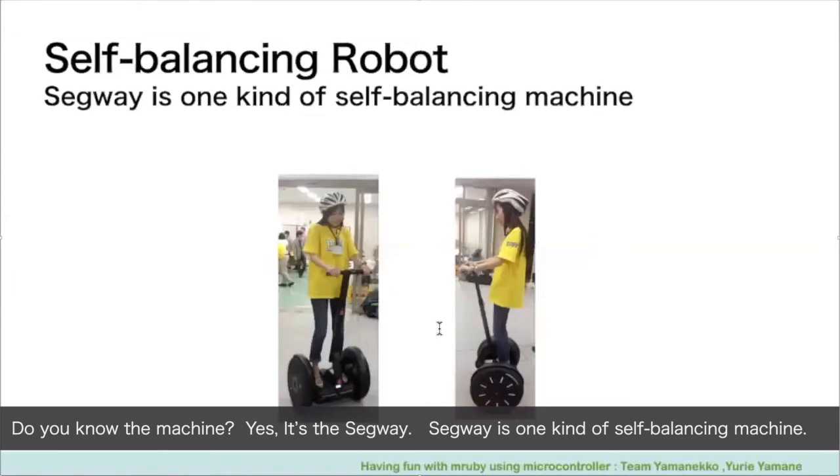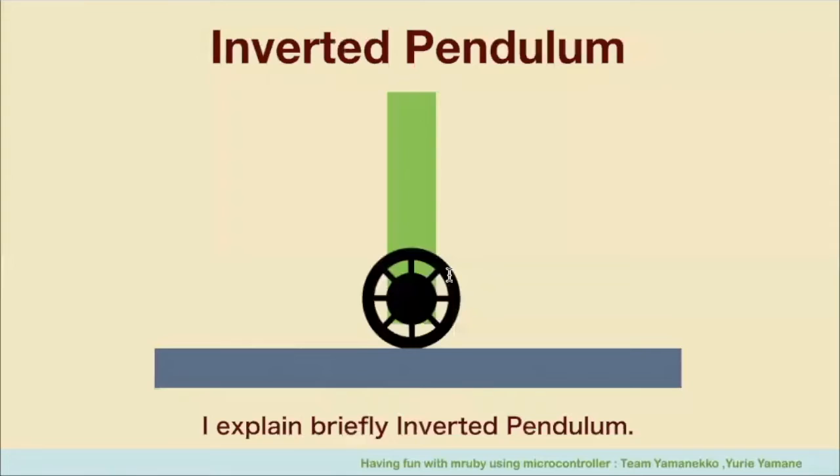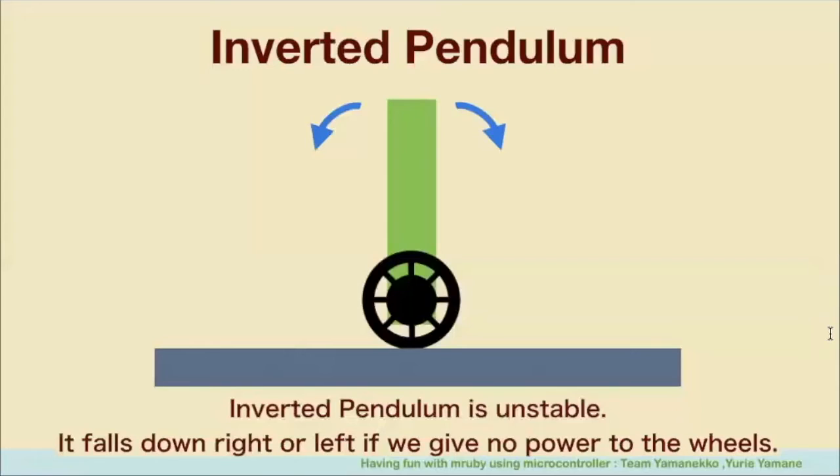Do you know the machine? Yes, it's a Segway. Segway is one kind of self-balancing machine. I'll explain briefly the inverted pendulum. An inverted pendulum is unstable. It falls down right or left if you give no power to the wheels.